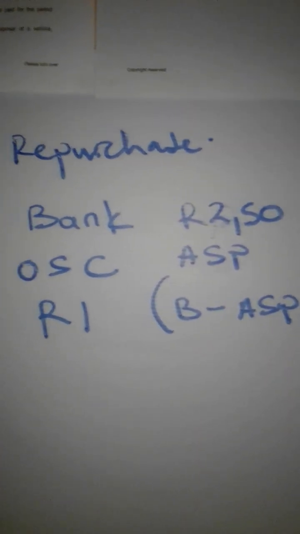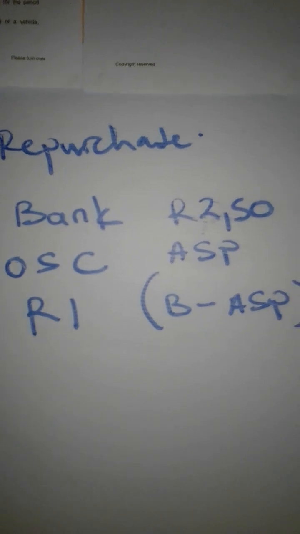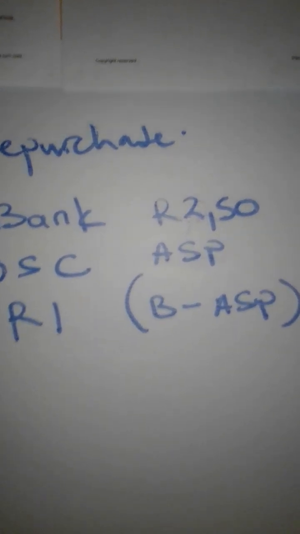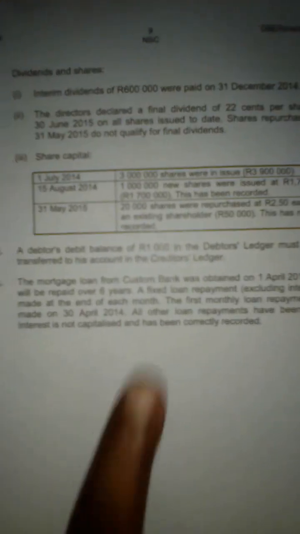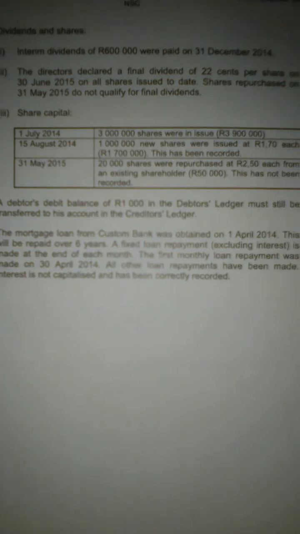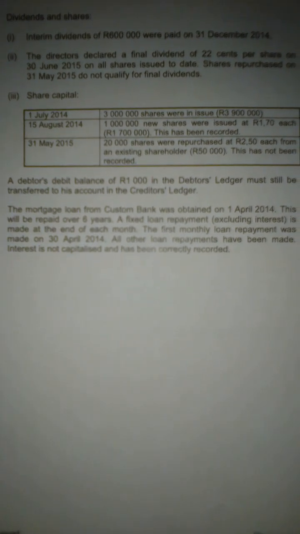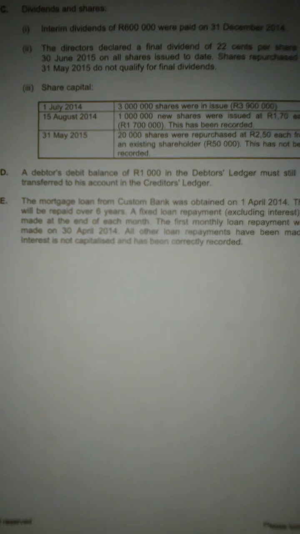How do we get the average share price? We look at the number of shares that are available before the repurchase and the ordinary share capital that is available before the repurchase. We divide them so that we can get the amount per share. If you look at 1 July 2014, we had 3 million shares at 3.9 million. We also had in August new shares issued, a million at 1.7 million.